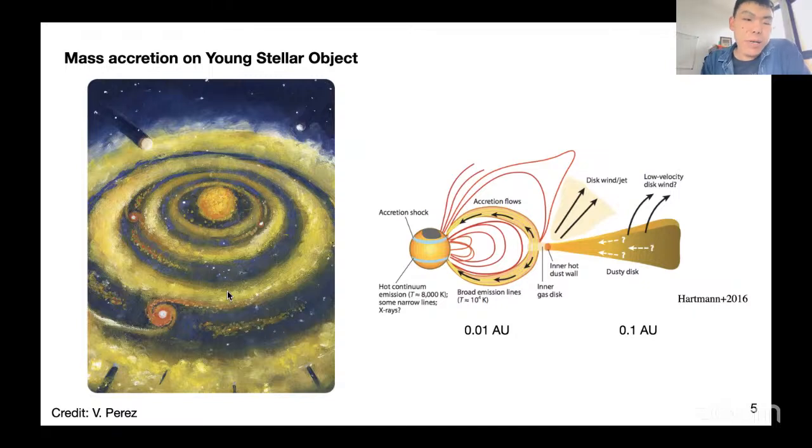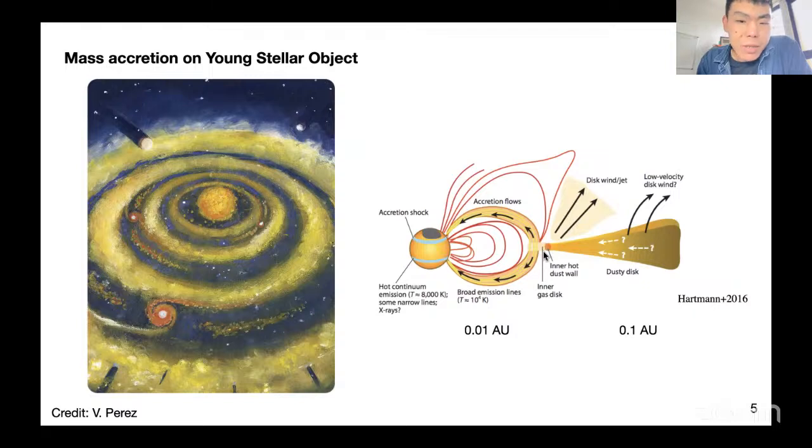And if we look at the innermost part of the disk around this star, what we see is that the material from the disk is accreted onto the star. And usually on classical T Tauri stars, this scenario is controlled by the stellar magnetic field. And this is common among low mass young stellar objects.